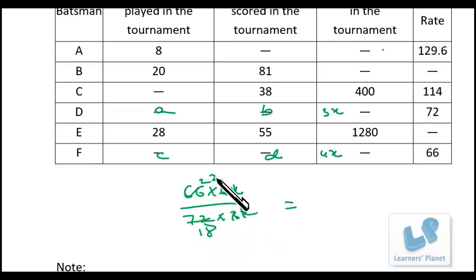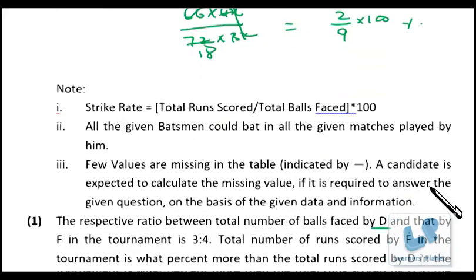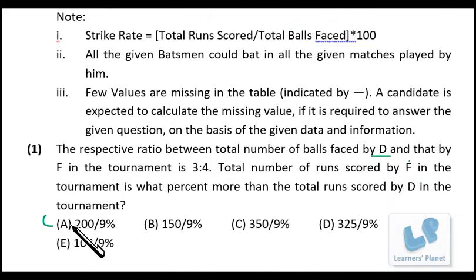So precisely it is 11 by 9. So it is like 2 more, meaning F is 2 more than D, right? So 2 by 9 into 100%. Okay, so that is 200 by 9%, right?